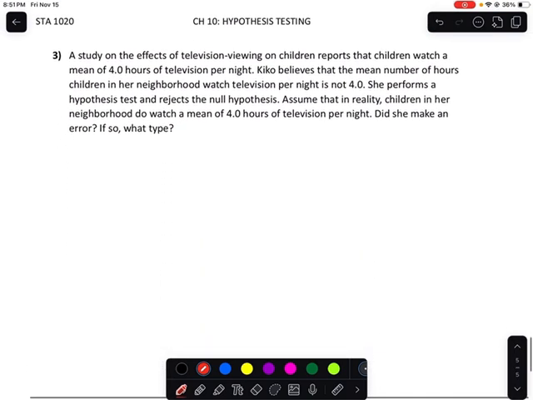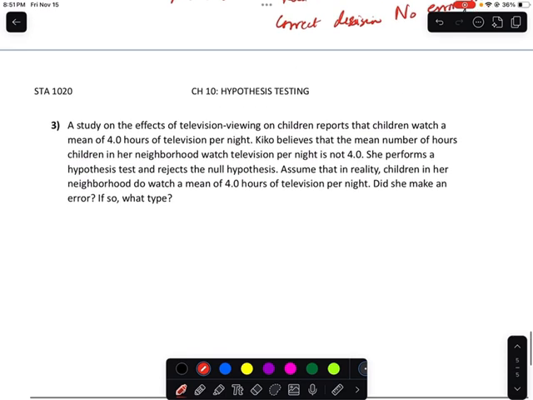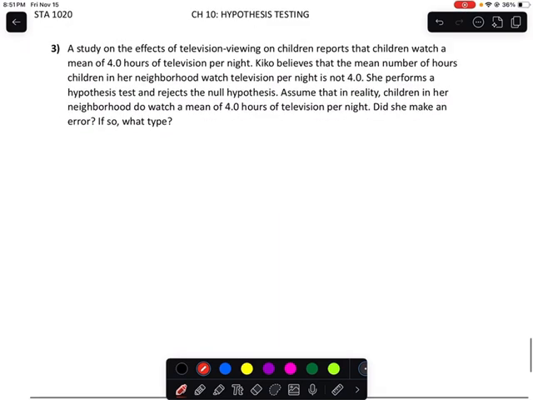Okay, this is the last question. A study on the effects of television viewing on children reports that children watch a mean of 4 hours of television per night. Okay, mean. So H0 and HA. We are talking about mu, and this looks like mu is equal to 4 hours. Okay. So Kiko believes that the mean number of hours children in her neighborhood watch television per night is not 4. Okay, not 4. So what does that mean? It is different than 4.